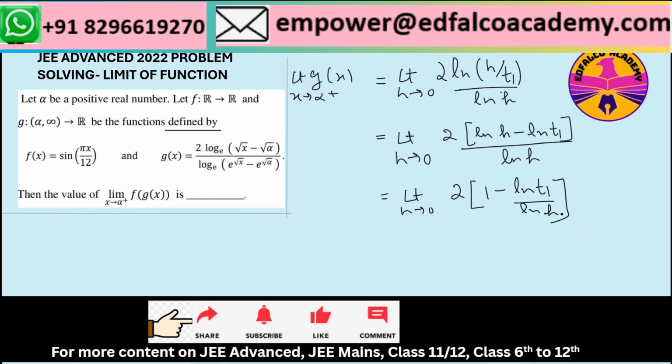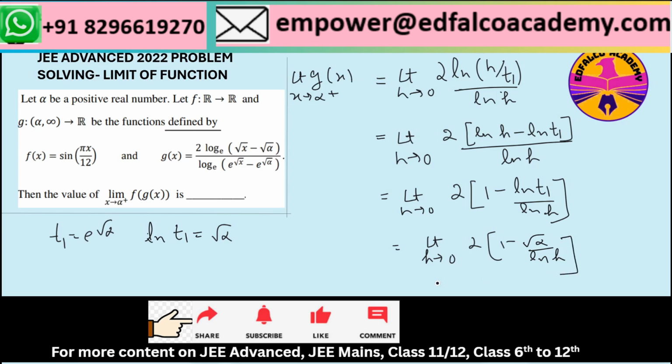So now you can see that ln of t1, based on whatever we had assumed, we had assumed t1 is equal to e to the power root alpha. So ln of e to the power root alpha is nothing but root alpha, right? So ln of t1 is nothing but root alpha basically. So it is equal to limit as h tends to 0, 2 times 1 minus root alpha by ln of h. This is the expression we are getting.